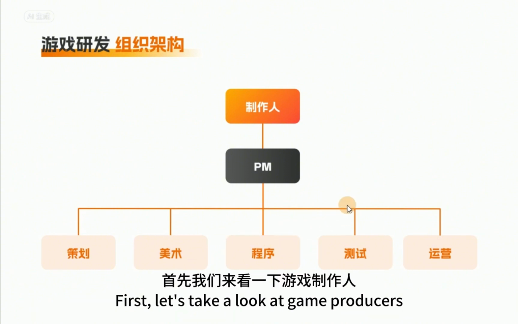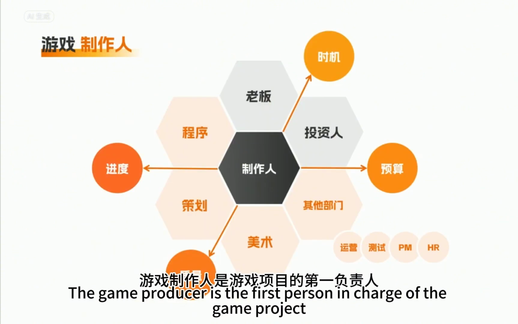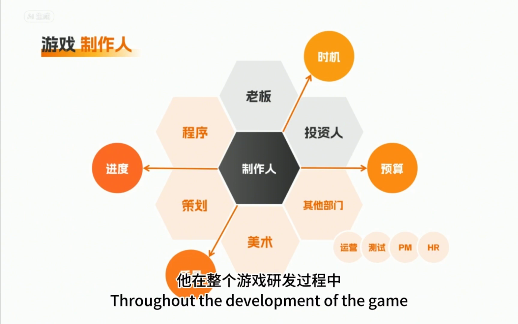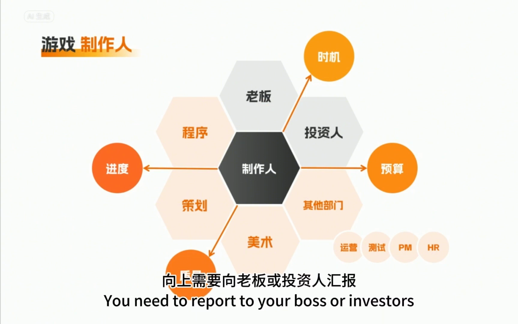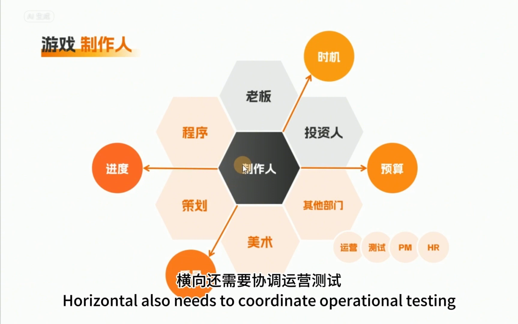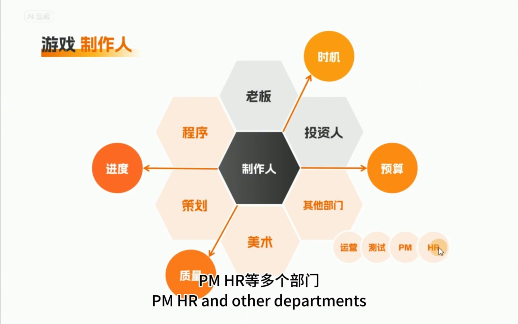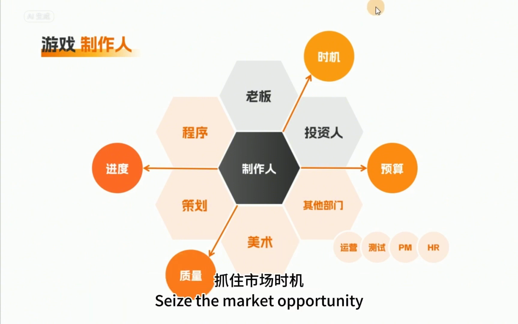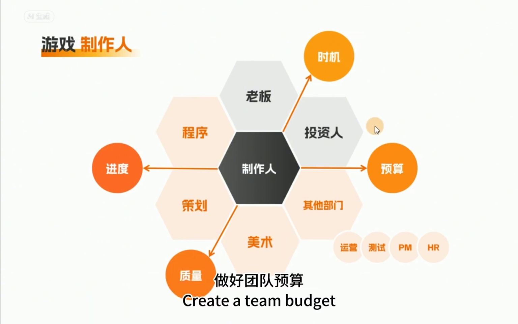First, let's take a look at game producers. The game producer is the first person in charge of the game project and also the top decision maker of the project. Throughout the development of the game, they play the role of a link between upper and lower levels. You need to report to your boss or investors upward, coordinate planning, art, program, etc. downward, and horizontally coordinate operations, testing, PM, HR and other departments. At the same time, it is also necessary to control the progress and quality of the project, control the version timeline, seize the market opportunity, and create a team budget.